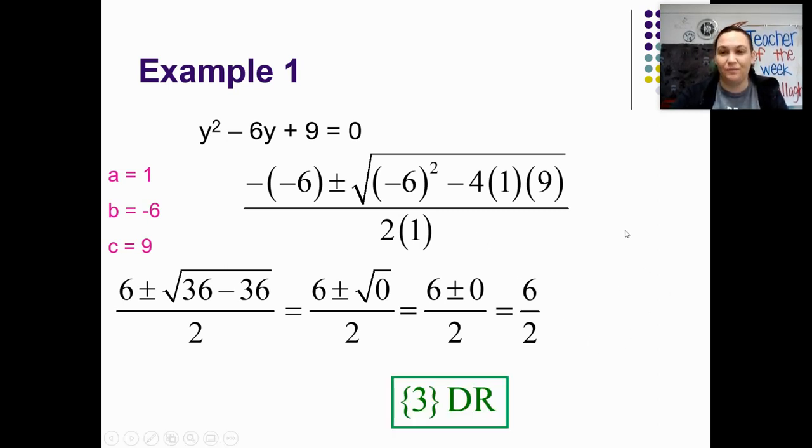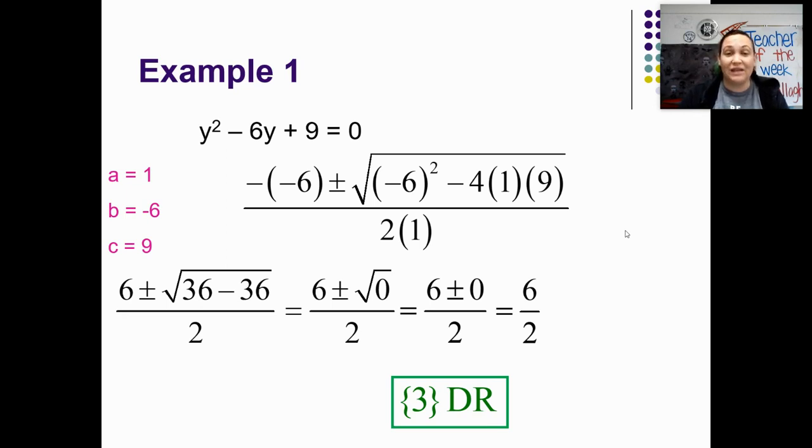Now, we talked about this on the factoring video. We said, all of these questions are really supposed to have 2 answers, but this one only has 1, and it's because we got the same answer twice. When you get the same answer twice, you only write it once, and you follow it with the letters DR, which mean double root. So my final answer for this question is the number 3, and it is a double root.